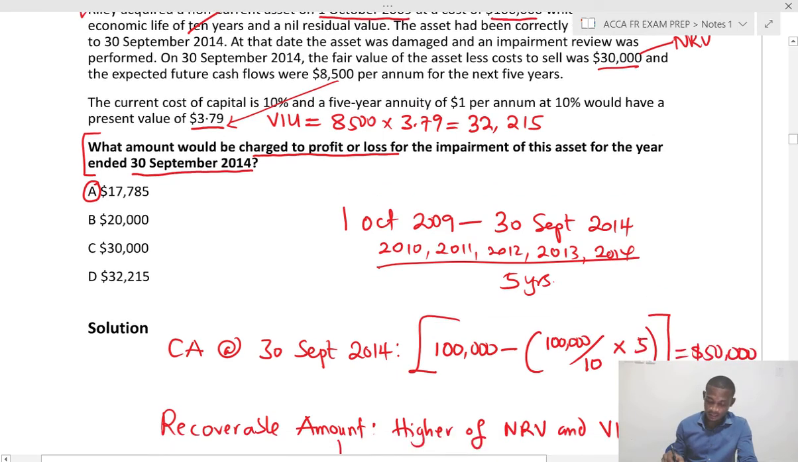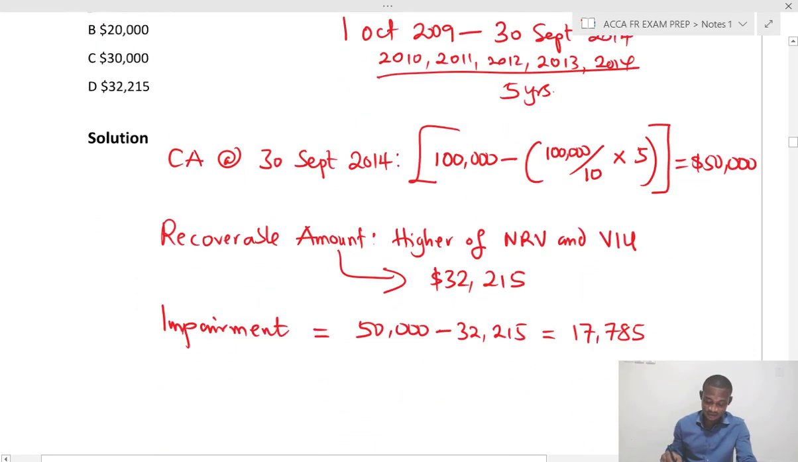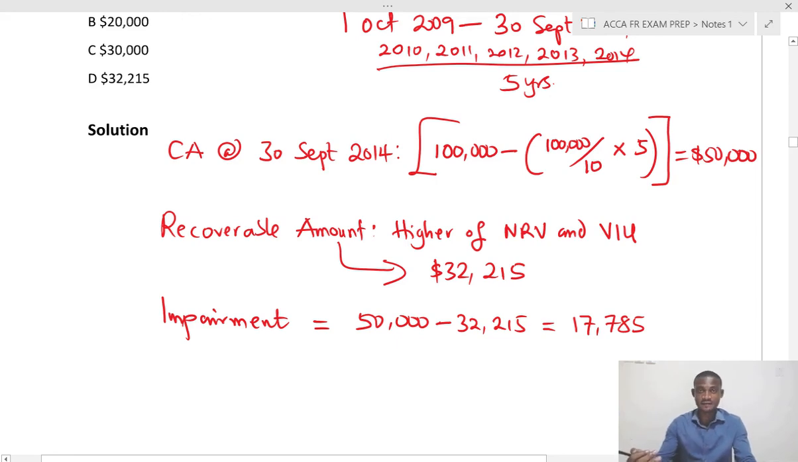So look at what we have done. Impairment, we say that the asset's carrying amount exceeds the recoverable amount. And most importantly, how do we determine the recoverable amount? Look at the value for the net realizable value, and also the value for the value in use, which is the present value of the future cash flows the asset will generate. So the higher figure should give you the recoverable amount. And when you compare that to the carrying amount, you determine the impairment. So the impairment loss arising on this asset is 17,785.